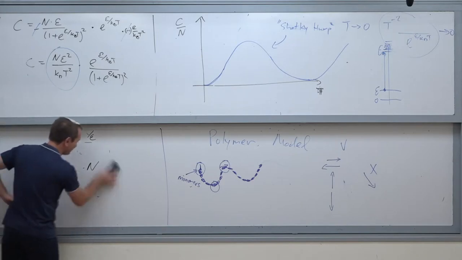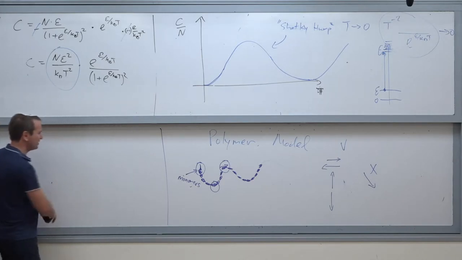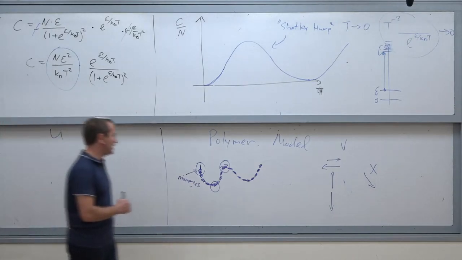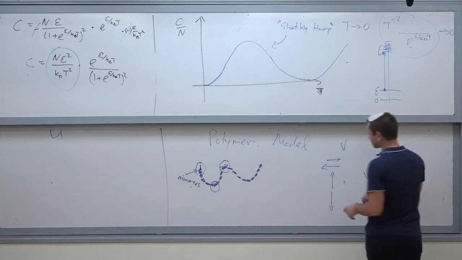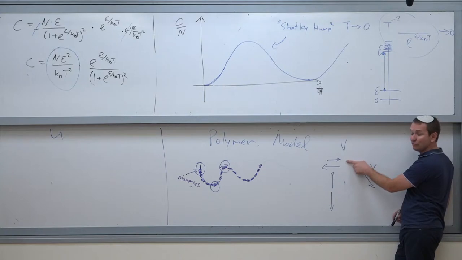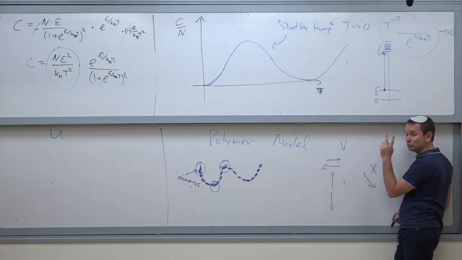So we are in the micro-canonical ensemble. We're assuming that the total energy is fixed, and I'm saying that the total energy of the system is U. If I'm looking at a single monomer, it can be in four different states. As before, the particle could be in two states. Now I'm saying each monomer can be in four states.